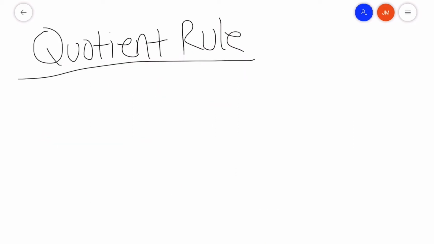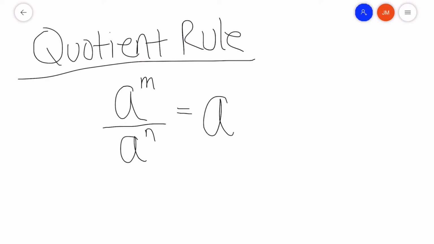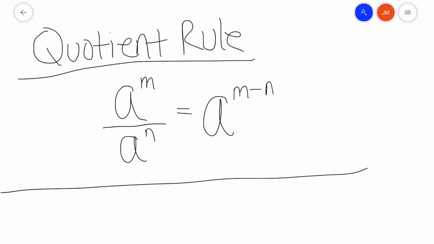Okay, let's discuss the quotient rule. The quotient rule for exponents states that a to the m power divided by a to the n power is equivalent to a to the m minus n. In other words, to divide two exponents with the same base, you keep the base and subtract the powers. So let's do a couple examples.